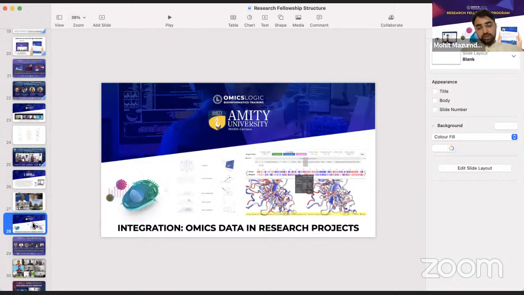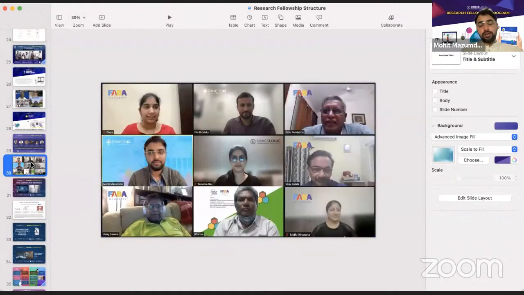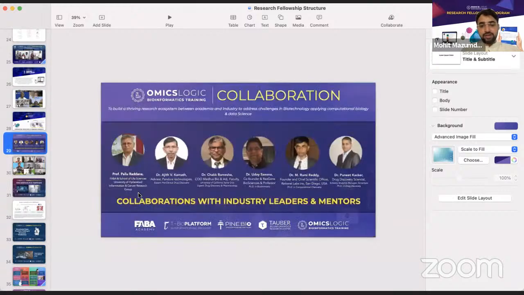Along with that, one major collaboration that I wanted to showcase to you all is the collaboration with industry, which is with FABA Academy, which we recently did. And in this meeting, we discussed how industry can help in recruitment, how industry can help in giving job opportunities. And we met with people here, as you can see on the screen, that are leaders in industry, leaders in biotechnology. They are represented in big pharma companies, and they're also working with AI and drug discovery.